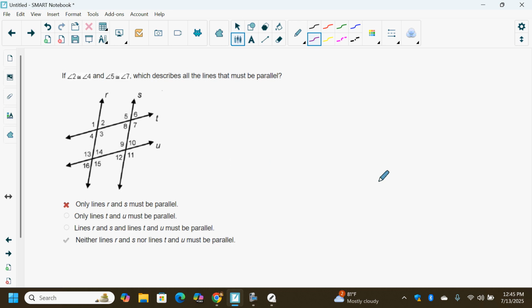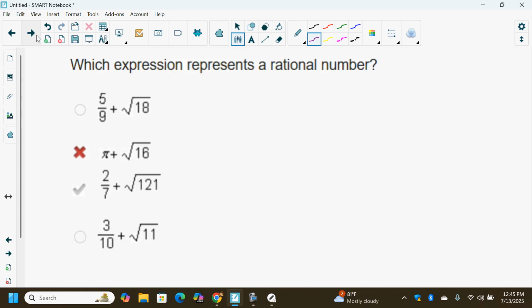Okay. If angle 2 and angle 4 are congruent, because they're vertical angles, and 5 and 7 are congruent, it says describe all the lines that must be parallel. Knowing these are congruent no matter what because they're vertical angles, the lines don't have anything to do with them being congruent, so we don't know for sure that the lines have to be parallel. They can be, but they don't have to. So we would say neither lines R and S nor lines S and T must be parallel. They can be, but they don't have to be.